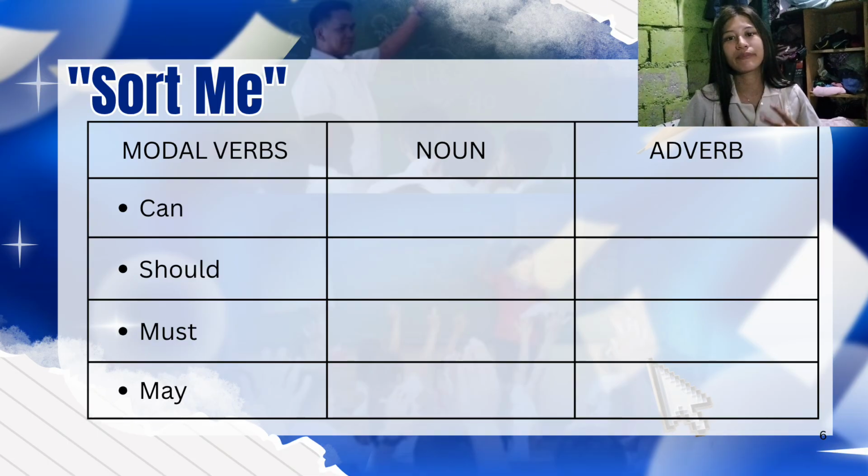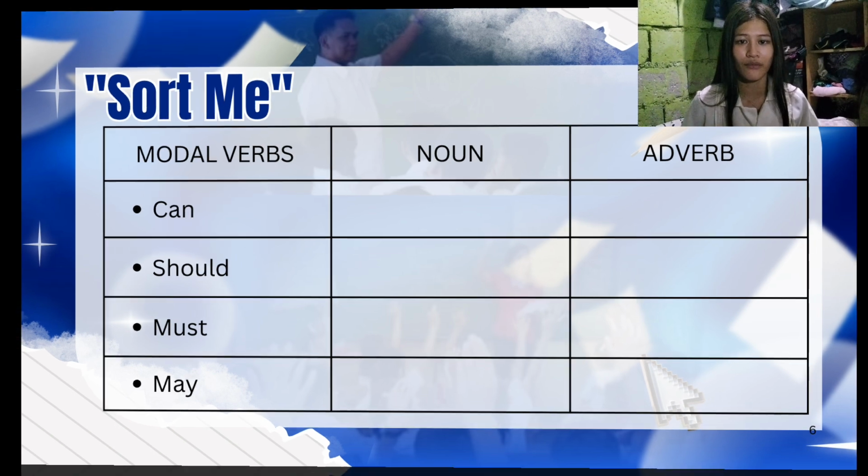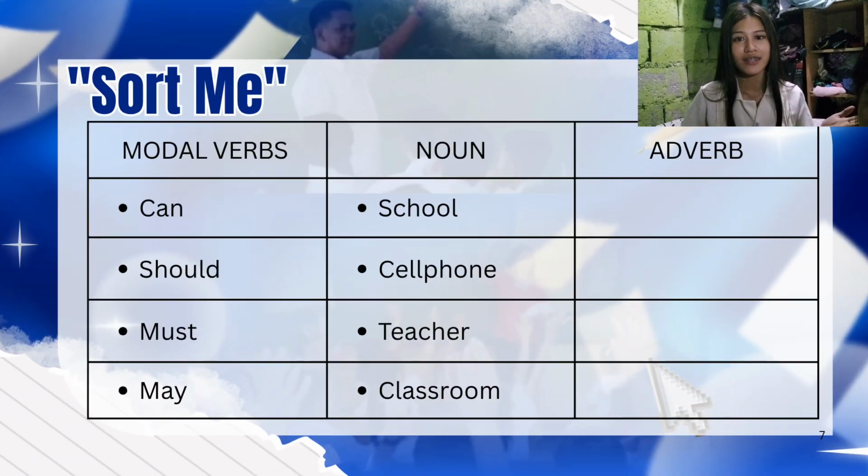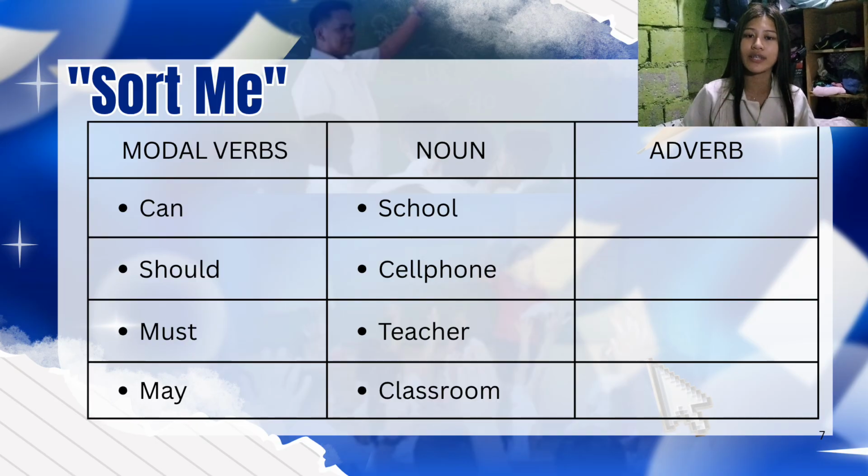I will give you 2 minutes also to do this activity. Okay, are you done, my dear children? I see. Now, let's look at the words under the nouns category. So we have school, cell phone, teacher, and classroom. Very good. These words are nouns because they name a person, place, thing, or object.